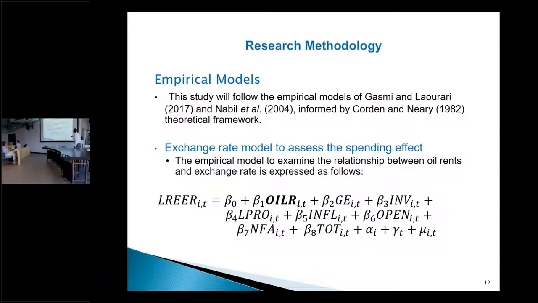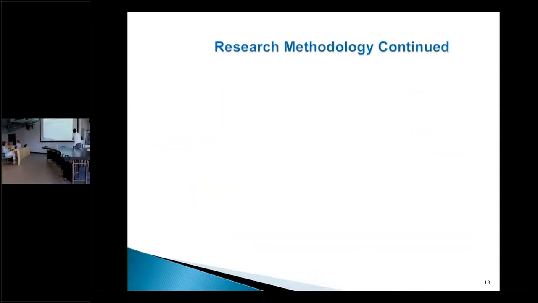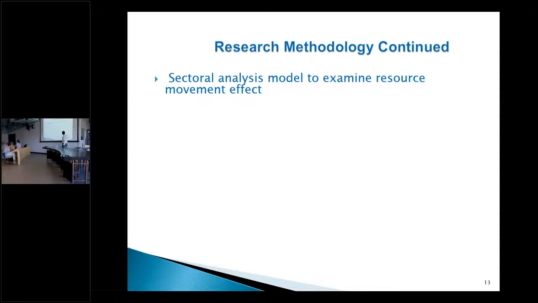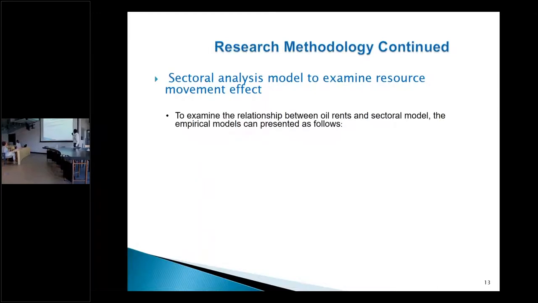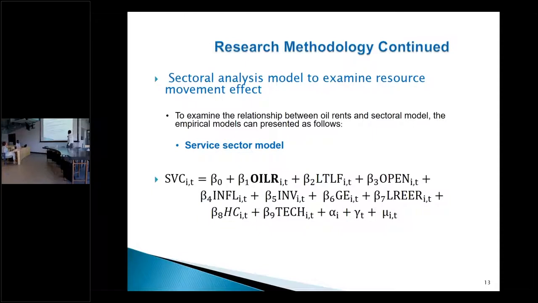This is the first effect on the exchange rate, the spending effect. Then the sectoral model examines the resource movement effect. This is the second effect, to examine the relationship between oil rents and sectoral models, the empirical model here. That's the service sector model. This is the service sector, my dependent variable. That's my key variable, oil. This is labor, trade openness, inflation, investment, government expenditure, the real effective exchange rate, human capital, and technology. All of these variables are informed by previous literature, which might influence the service sector.